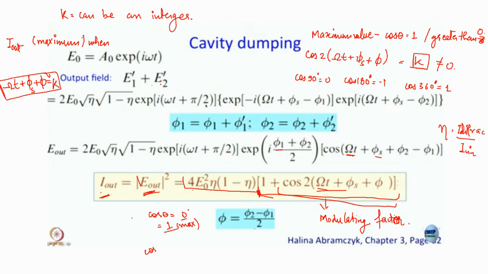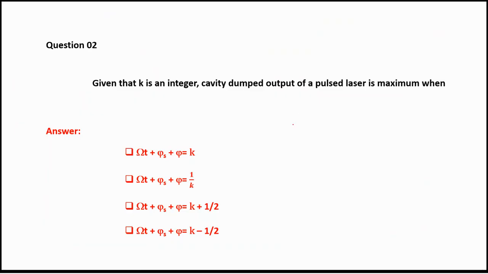So instead of keeping these as 0, because then anyways the intensity will be 0, we can also say that the value of 1 plus cos 2 omega t plus phi s plus phi should be some integer. Also, if we want to talk about the minima, then it should be equal to k plus half. This is the relation for minima, and the other is the relation for maxima.